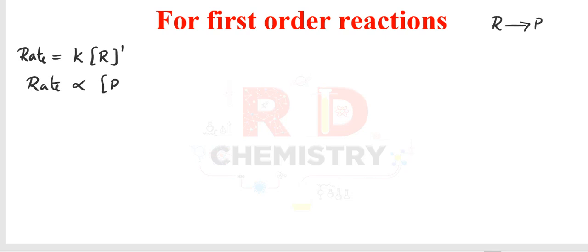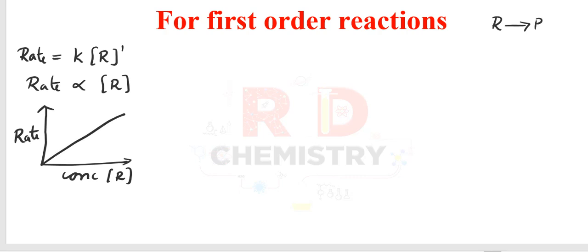Let's see the second case, first order reaction. Let me take in general R giving the product P. Therefore, I'll be writing rate is equal to rate constant K into concentration R to the power 1, first order reaction. Remember, rate is directly proportional to the concentration R. So if I plot the graph for this, rate along the y-axis, and concentration term R along the x-axis, a straight line passing through the origin, right?